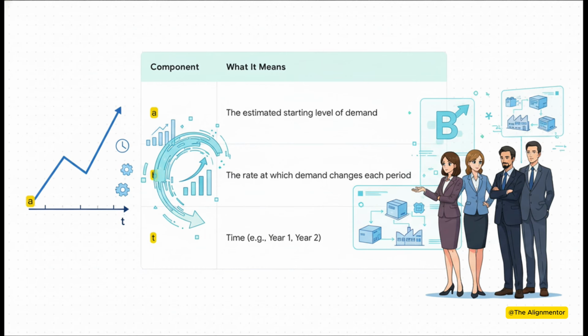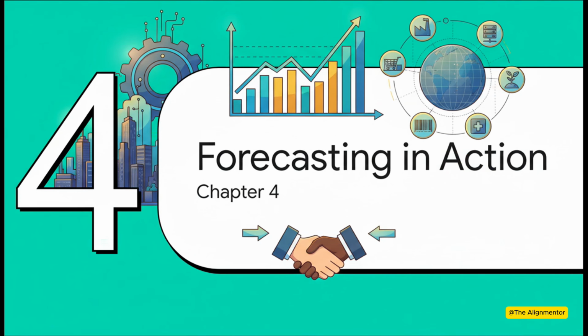A is just your baseline. It's where you started from. T is simply the time period you're forecasting for. But the real star of the show here is B. This number tells you how fast your demand is changing. For any manager who's about to make a big investment decision, B is the number that really, truly matters. Okay, that's enough theory. Let's see how this actually plays out in a few different industries, because this is where it all starts to click.